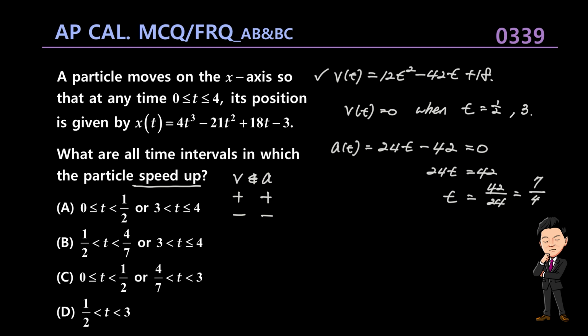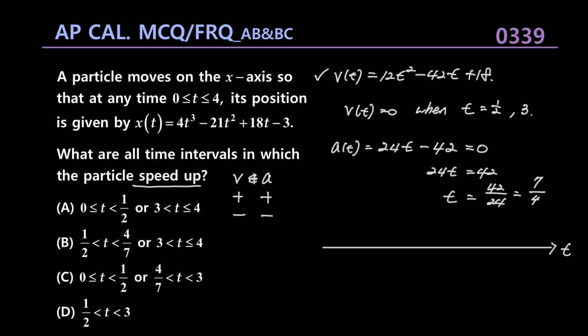So we're going to test the intervals. Let's draw a number line. Well, that's actually a time line. This is time. The interval was from 0 to 4. So here's a 0, and let's say here is 4. Up here, we're going to test the sign of velocity. Down here, we're going to test the sign of acceleration. Velocity is equal to 0 when t is equal to 1/2. Let's say here is 1/2, and here is a 3.